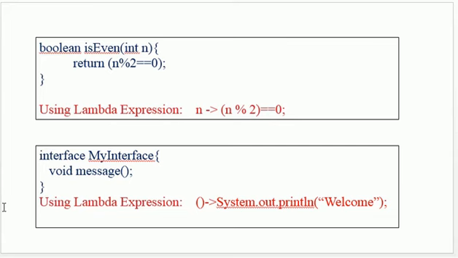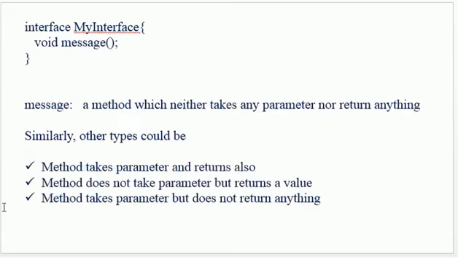Now look into this, what kind of method this message is. Message is a method which neither takes any parameter, nor returns anything, isn't it? So similarly, what could be other types of method? Methods which take parameters and return something. Methods which do not take any parameter but return a value. Methods that take parameters but do not return anything. So these could be the possible combinations. This is how methods can be declared. Right? So what Java says, that these are the only possible combinations for method writing.